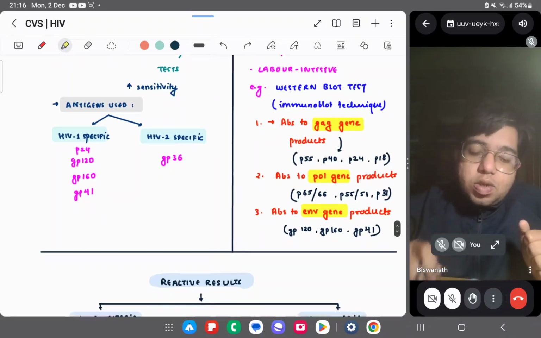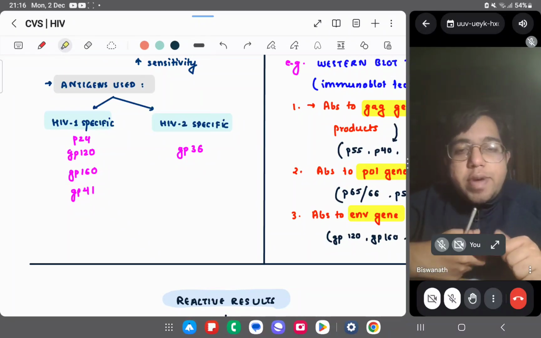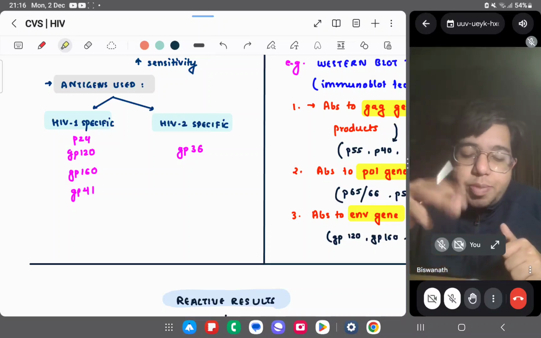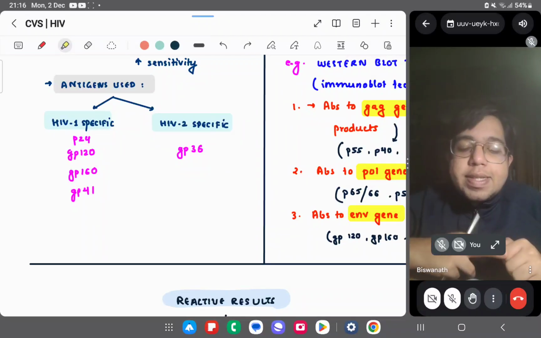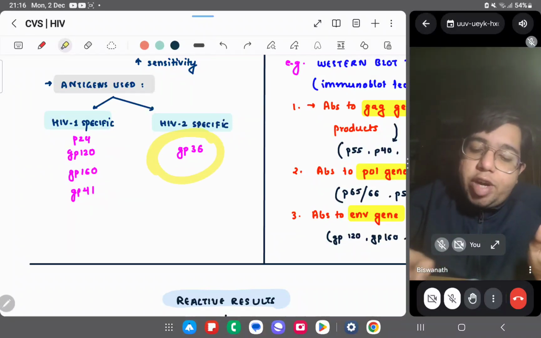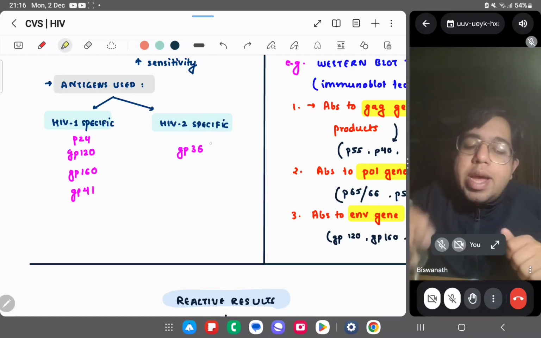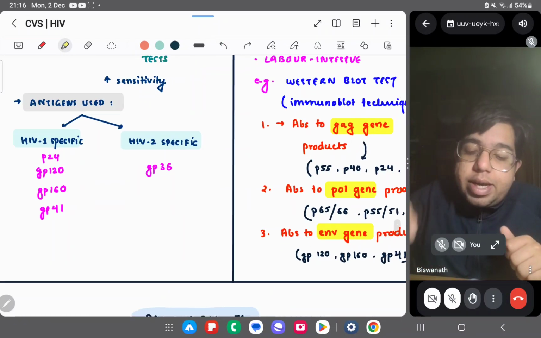What are the antigens used? You can use your GP 24 and 41, and GP 120 and 160. 160 is basically a combination of GP 120 and GP 41. So you can remember like this. It's HIV 1 specific, present in HIV 1. Just remember the HIV 2 specific one, GP 36. HIV 1 specific, HIV 2 specific is GP 36.